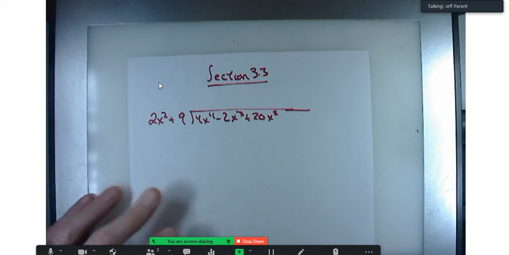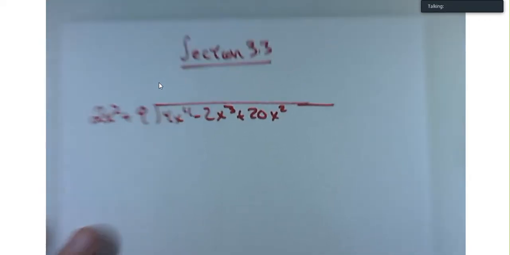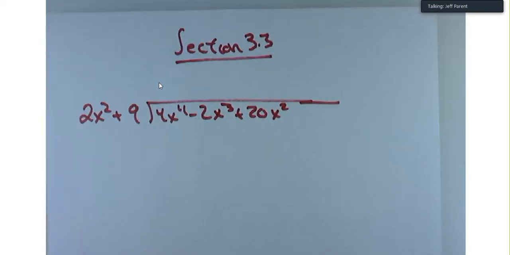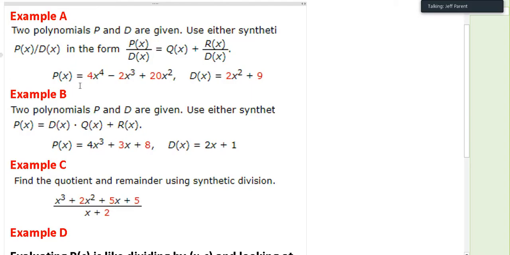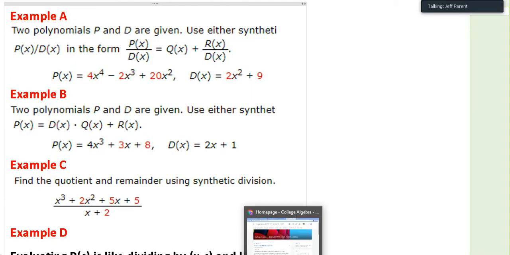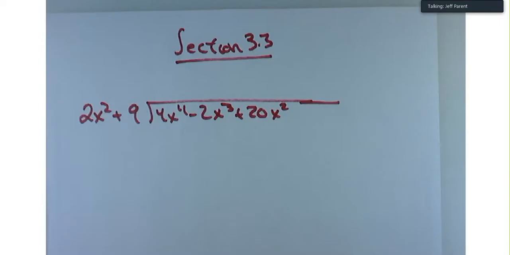So section 3.3 asks us to do some division of polynomials. This is an example of long division. Personally, if I was stuck doing this one, and let me show you the original problem right here, I'd probably write a little bit extra just so I can keep track of my places. So that little bit extra would be some of the terms that are kind of implied but missing.